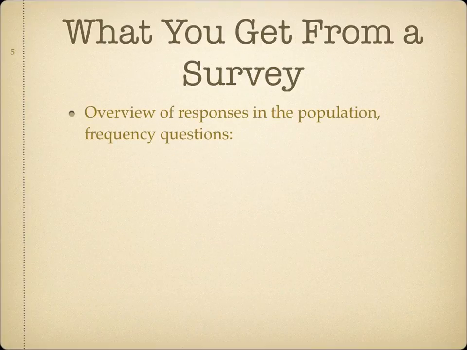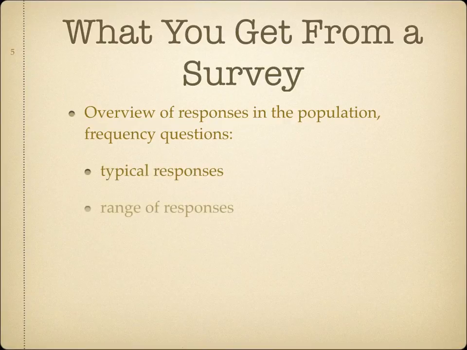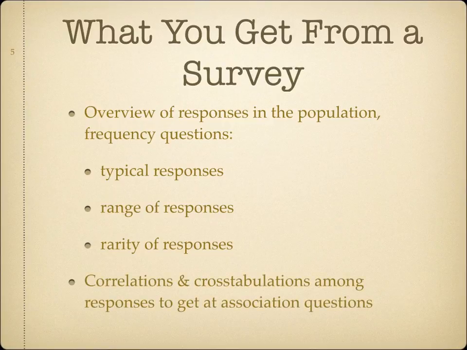So, what you get from a survey is an overview of responses in the population, frequency type questions that will give you some sense of the typical response that people might give, the range of responses that could be gotten from a population, the rarity of responses to get a sense of what are the unusual things in terms of people's attitudes and behaviors. And you can often calculate correlations and what are called cross tabulations amongst the responses to get a sense of association about the questions. A cross tabulation is simply a kind of correlation technique that is used for nominal scale data. Remember that from Chapter 5, the differences between the different scales: nominal, ordinal, interval, and ratio.